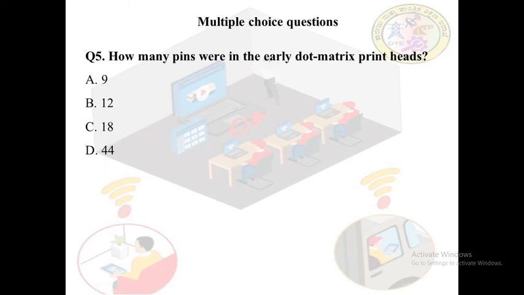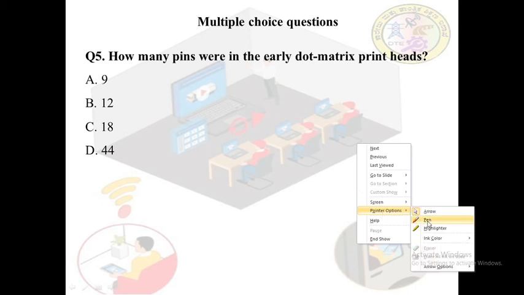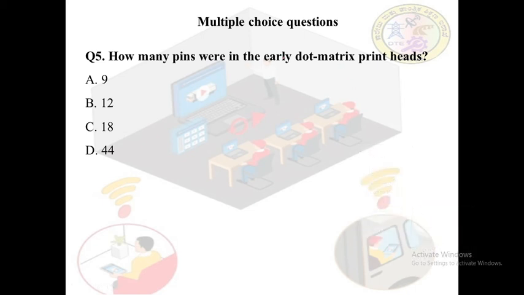Fifth question, how many pins were there in the early dot matrix print heads? Early dot matrix print heads had 9 to 24 pins. The early dot matrix printers, whose resolution was very low, had only 9 pins. So option A is the right answer.